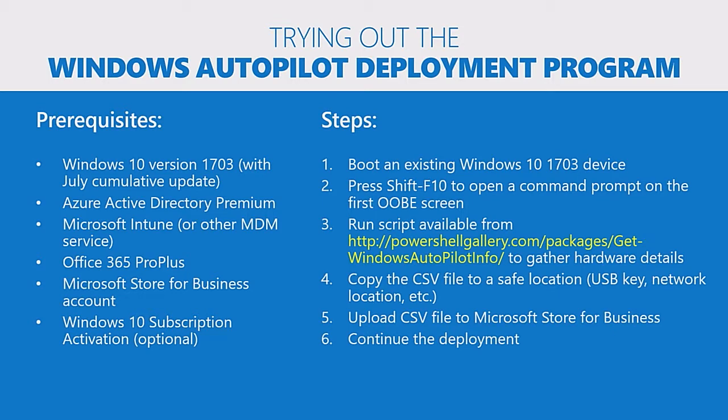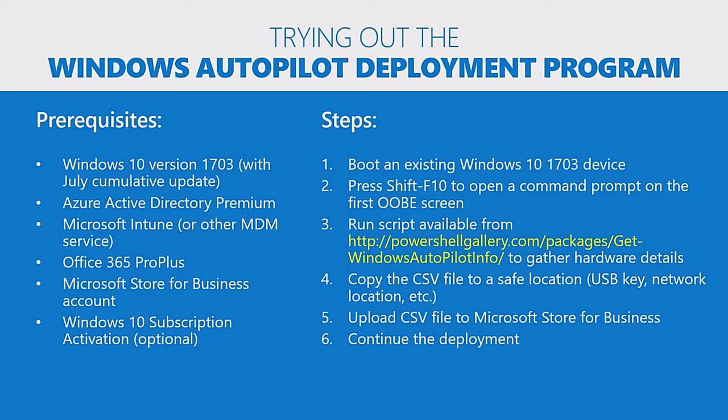So if you wanted to try this out yourself, you need to understand the prerequisites. First, you need to be running at least Windows 10 1703. It was added back in the April release when that came out. We do recommend that you install the July cumulative update onto the device because we fixed some bugs in the initial implementation, so that update takes care of those. You need Azure Active Directory Premium because it's actually Azure Active Directory that takes care of enrolling the device in Intune. And that automatic enrollment feature is an Azure Active Directory Premium feature.